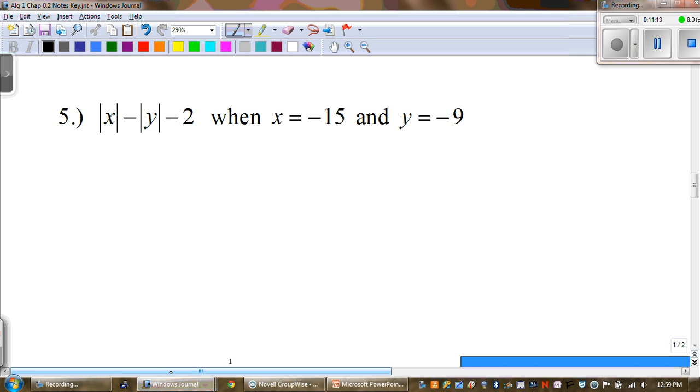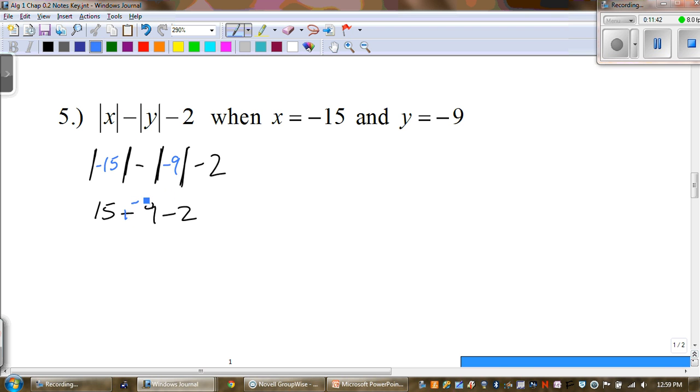All right, number 15. So we are substituting. We got -15. Let me rewrite that so that actually looks what it is. -15. And y is -9. The absolute value of -15 is 15 minus the absolute value of -9 is 9 minus 2.